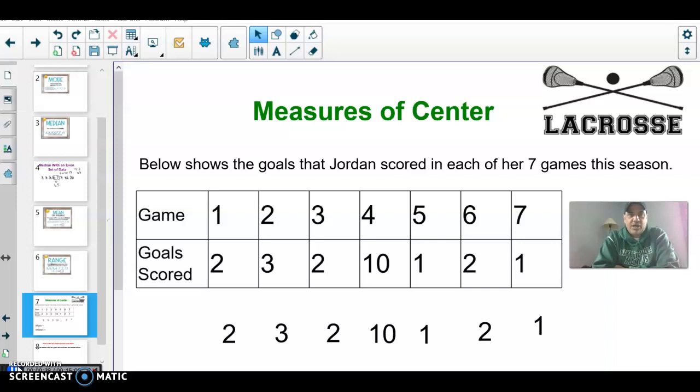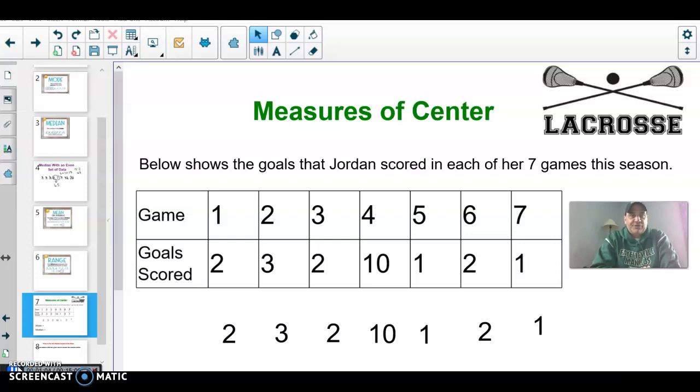Okay, I've got a little problem up here. It says measures of center. Below shows the goals that Jordan scored in each of her 7 games this season. So in game 1, she had 2 goals. In game 2, she had 3, and so on. Do you notice anything interesting about the data? Hopefully you might have noticed something. Keep it up here, okay? We'll come back to it in a moment.